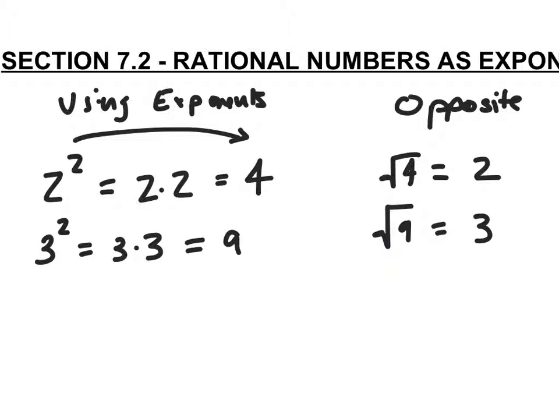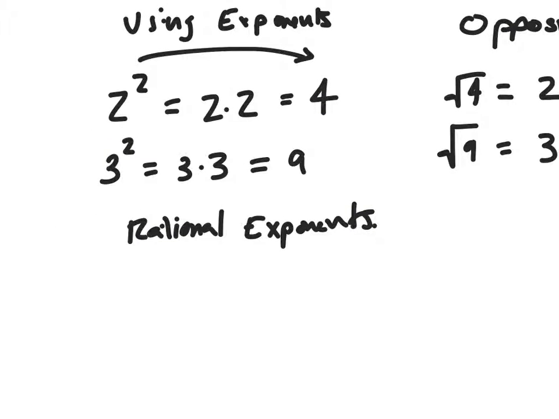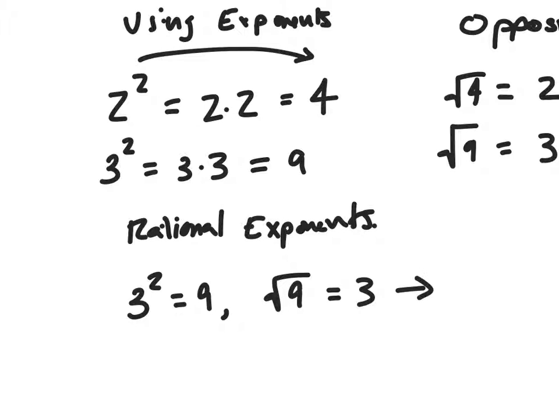What I want to talk to you guys about is this concept of rational exponents. Let's think of the example of 3 squared. If I take 3 squared, I know that's going to give me 9, and I know that the square root of 9 is going to give me 3. My question is, why does this work? And here's why.